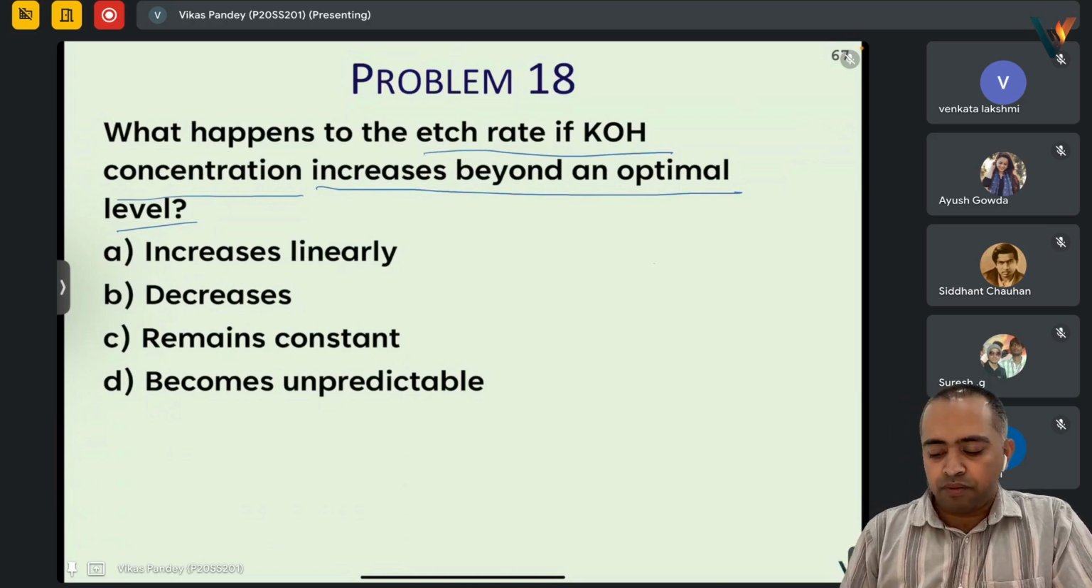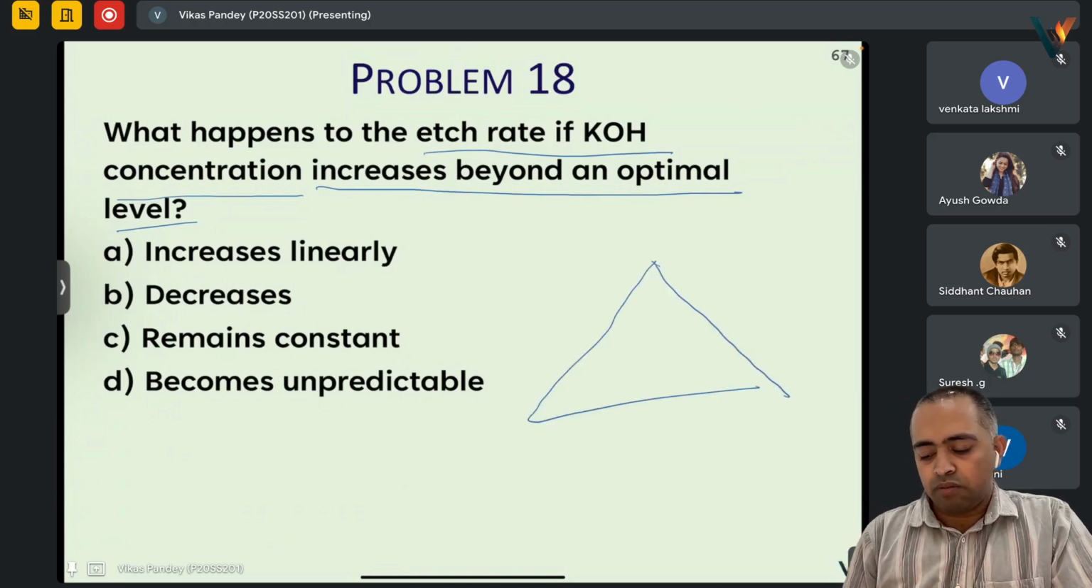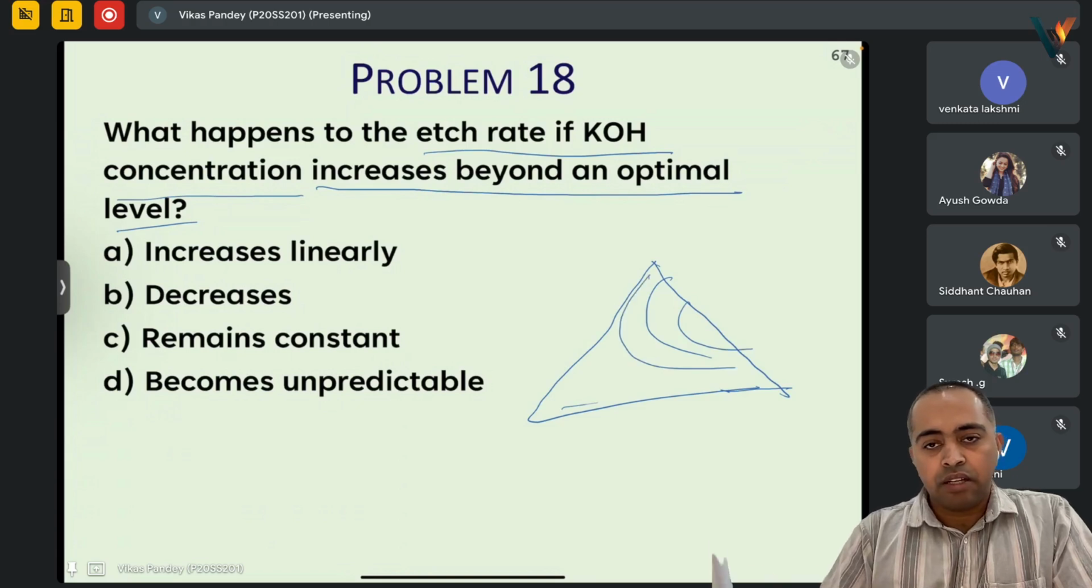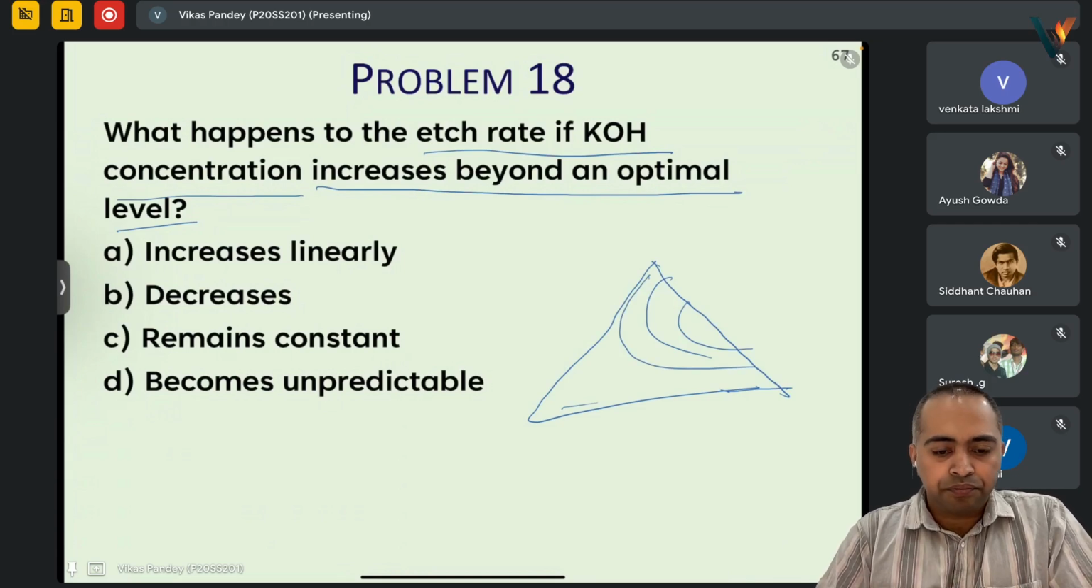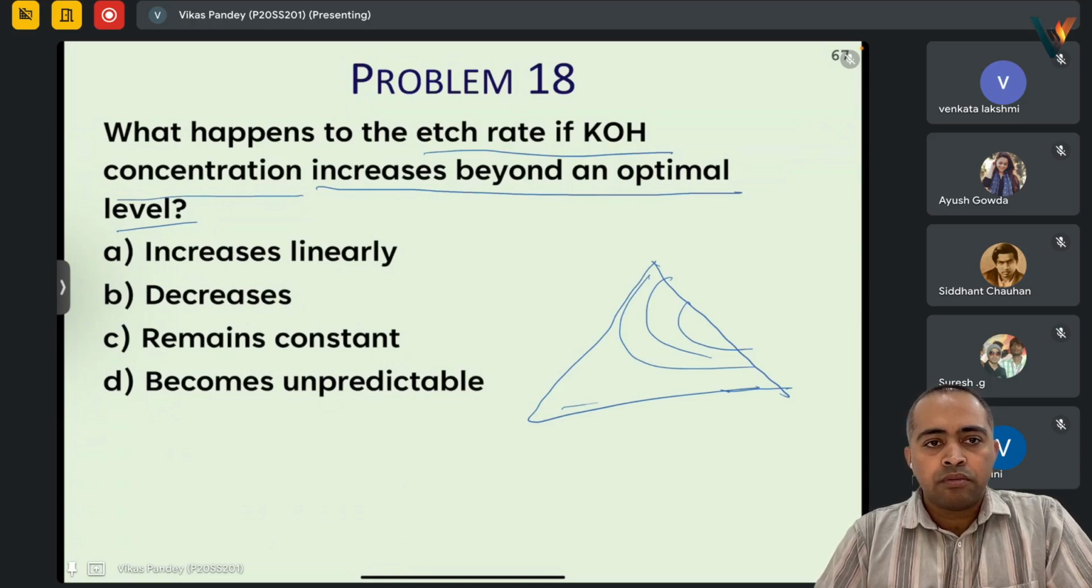A plot like this was made, right? Different concentrations, different etch rates and all. Yeah, anyone remembers? What happens to the etch rate if KOH concentration increases beyond the optimal level?